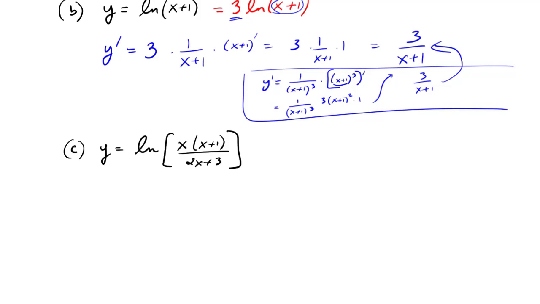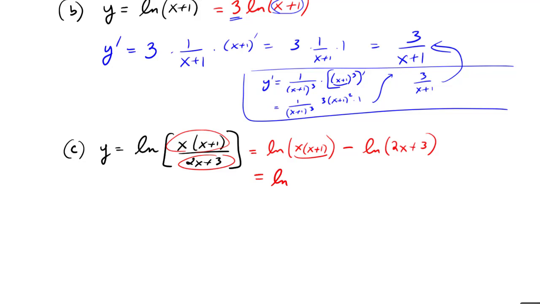If I want to take this derivative, I don't think I want to do ln of all that mess inside, because that's going to be terrible when I have to take the derivative. I can actually say that this is ln of a quotient. So this is ln of x times x plus 1 minus ln of 2x plus 3. Going even further, this is a product, so I could break that as ln of x plus ln of x plus 1 minus ln of 2x plus 3.